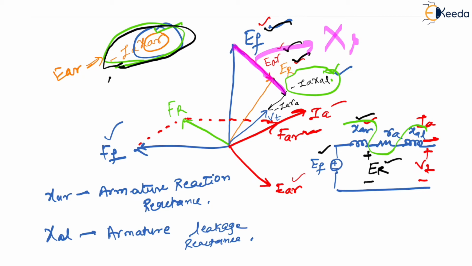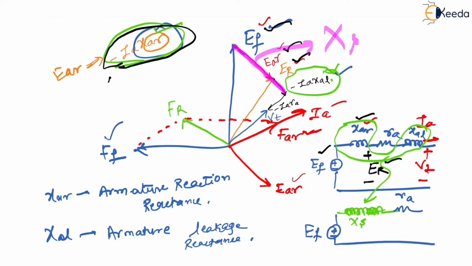Now, if I combine this XAR and XAL, what do I get? Let us see. The moment I combine XAR and XAL, I can write it combinedly as XS, which is the synchronous reactance. This is going to be big. Synchronous reactance, correct? And the rest of the things are the same. This is going to be your RA. This is going to be plus minus EF, correct?